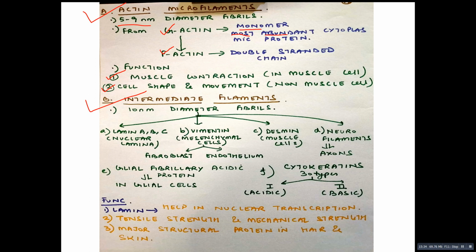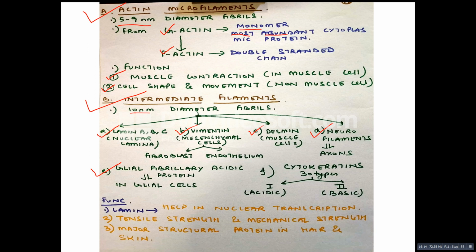Now the intermediate filaments, again a very important MCQ is that the size of the intermediate filaments is 10 nanometer. Now there are various kinds of intermediate filaments in different parts of the body. Lamin A is present in all the cells, known as the nuclear lamina. Another is vimentin, present in the mesenchymal cells. Another one being desmin, present in the muscle cell. Neurofilaments are the intermediate filaments present in the axons. Then we have the glial fibrillary acidic protein, also known as GFAP, present in the glial cells of the central nervous system.